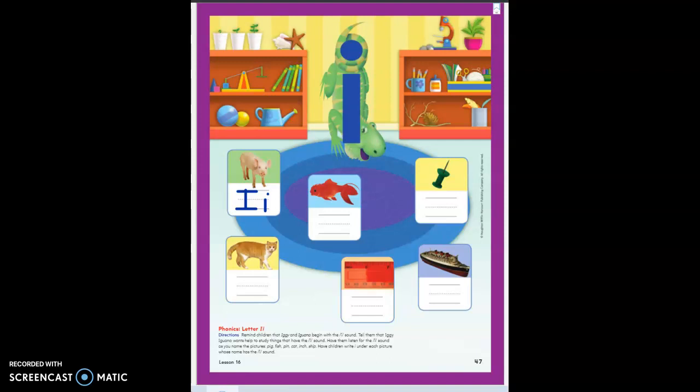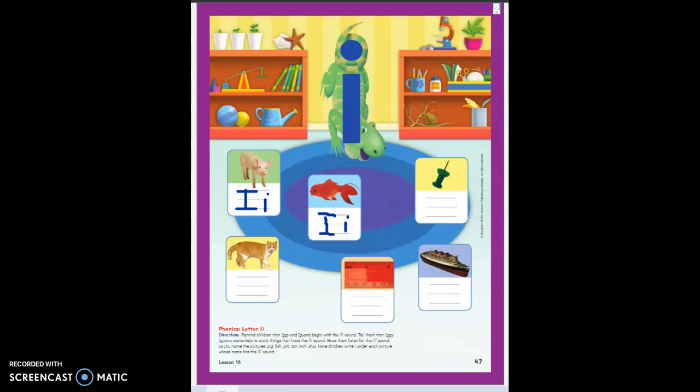Let's look at this. What is that? It is a fish. Fish. Do we hear the I sound in fish? Yes, we hear it in the middle, right? We have the beginning f, middle I, and then the blend of sh, sh. So let's go ahead and make a capital I. Good.